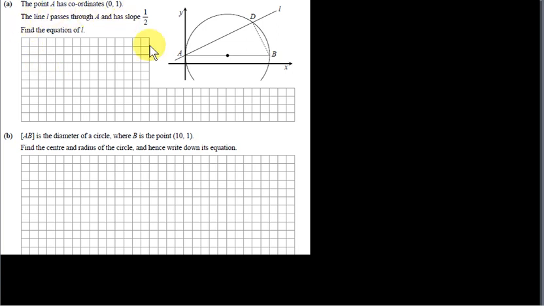The point A has coordinates 0, 1. The line L passes through A and has a slope of a half. Find the equation of L.